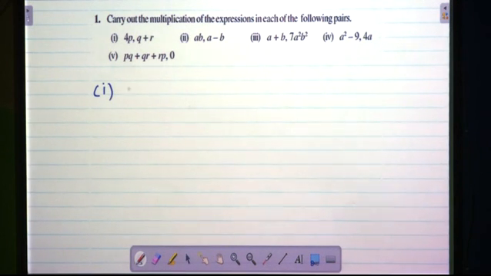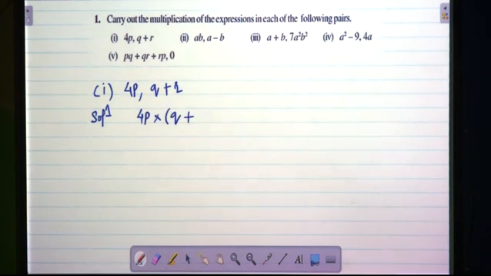What are the two expressions? 4p comma q plus r. 4p is one expression and q plus r is the second expression. Now, how to solve it? Solution: 4p multiplied by in bracket q plus r is equals to 4p into q.